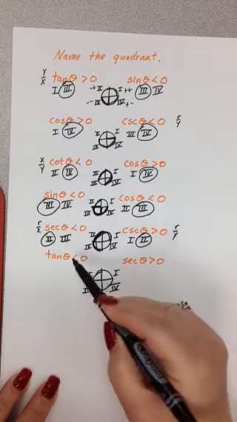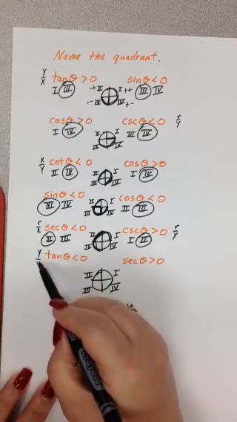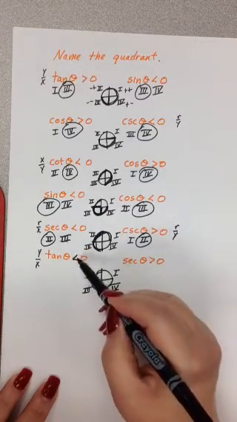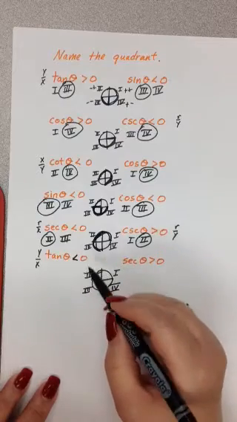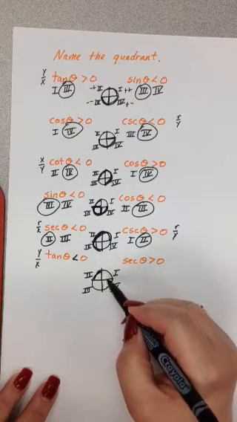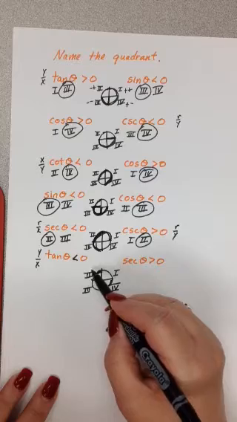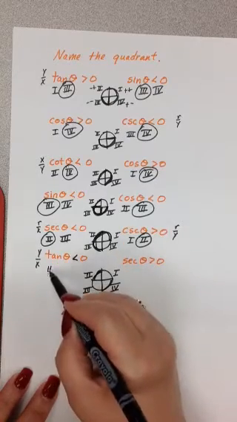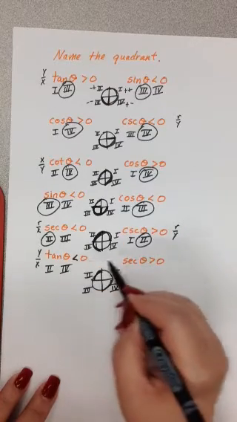Okay, tangent, remember, is y over x. So it's going to be less than 0 where the signs are different. Signs are different in quadrants 2 and 4 because they're negative, positive, and positive, negative. So this would be quadrants 2 and 4.